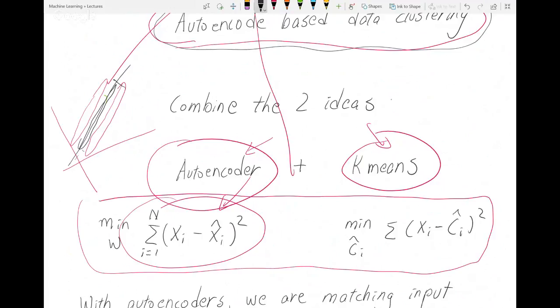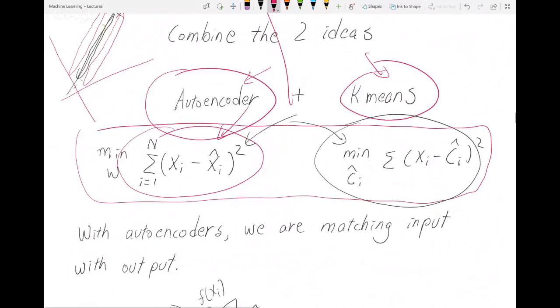Therefore, if you solve them simultaneously, it's going to try to do dimensionality reduction while making sure that the lower dimension you find takes clustering into account. That's why it will give you a better result.